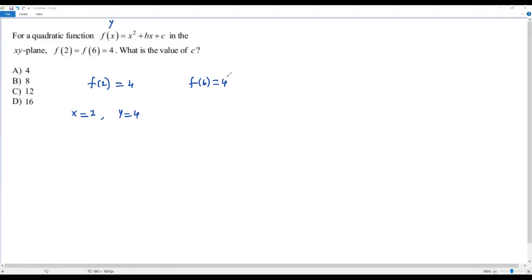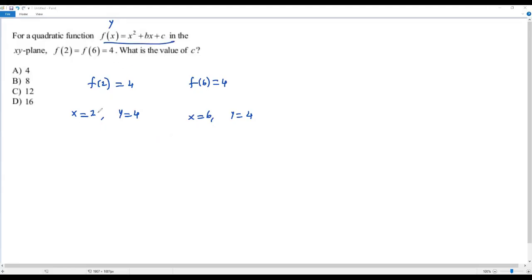And we can get another point from this information: when x = 6, y = 4. Here we get the same value of y for two different values of x. In a quadratic function, whenever we get the same value of y for two different values of x, then the average of the two x values must be equal to the x coordinate of the vertex of the parabola given by the quadratic function.